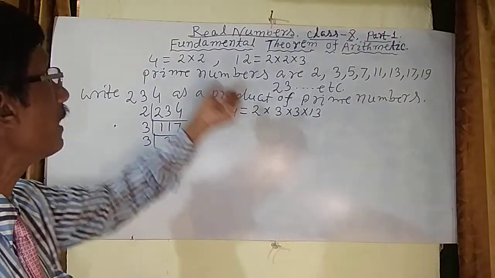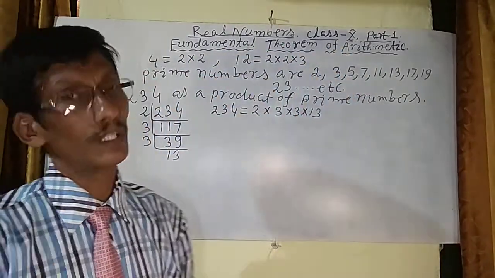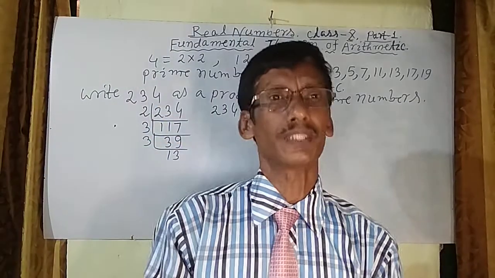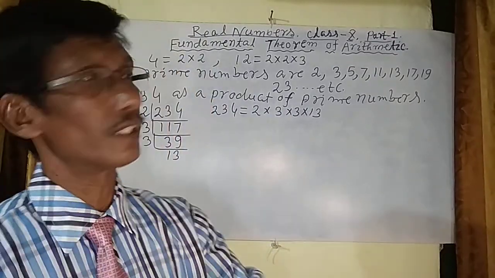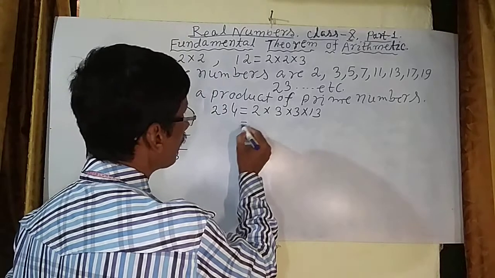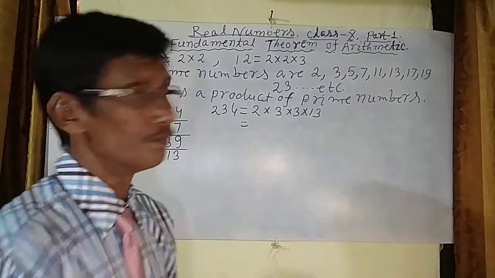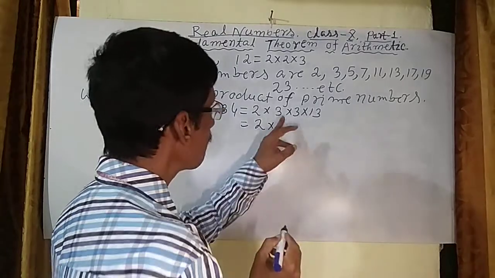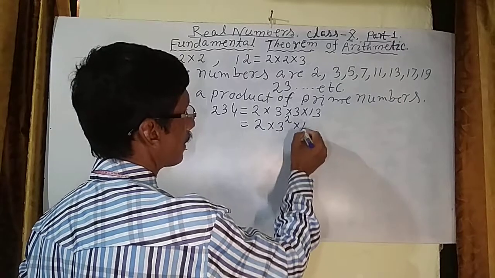So it follows the fundamental theorem of arithmetic. This is called the fundamental theorem. If any composite number can be expressed as a product of prime numbers, this is called the fundamental theorem. And you can write it in power notation. Two factors are the same. 3 appears as two factors, so write 2, 3 squared, and then 13.